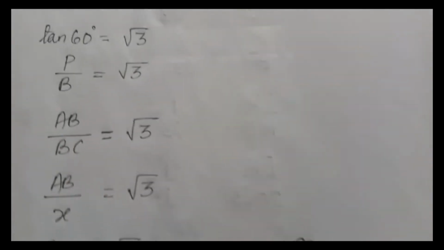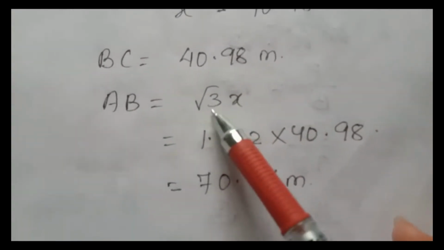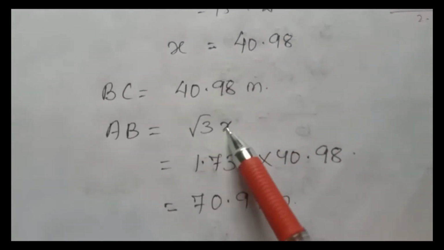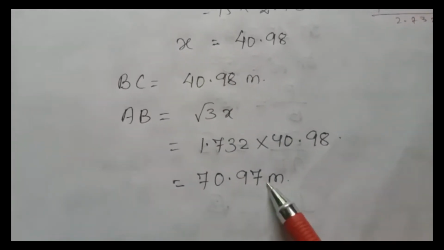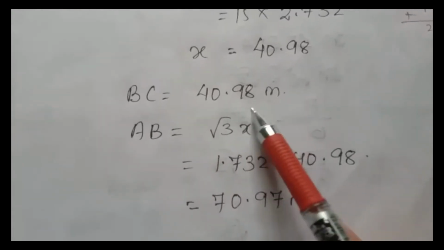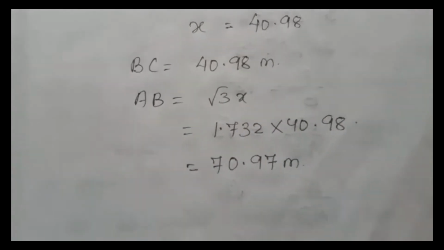x means BC. BC we got. Now we have to find AB. AB is root 3x. So in place of root 3 write 1.732 and in place of x put this value. So 40.98 and 70.97 meter. So this is the value of BC and this is the value of AB.